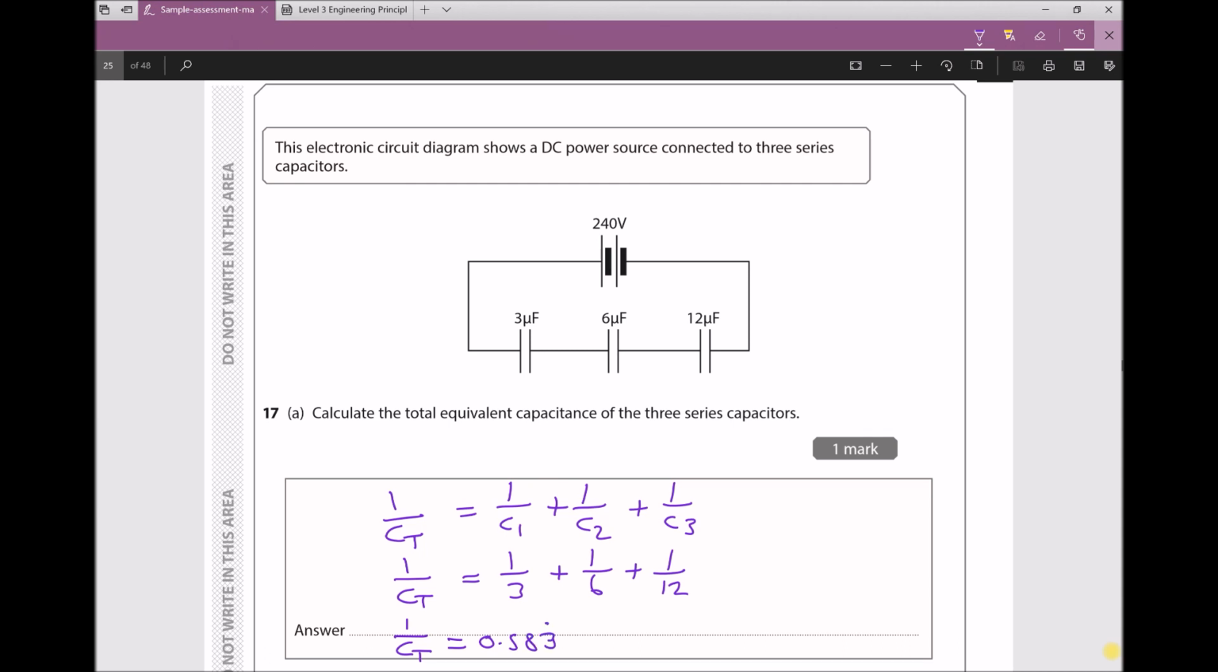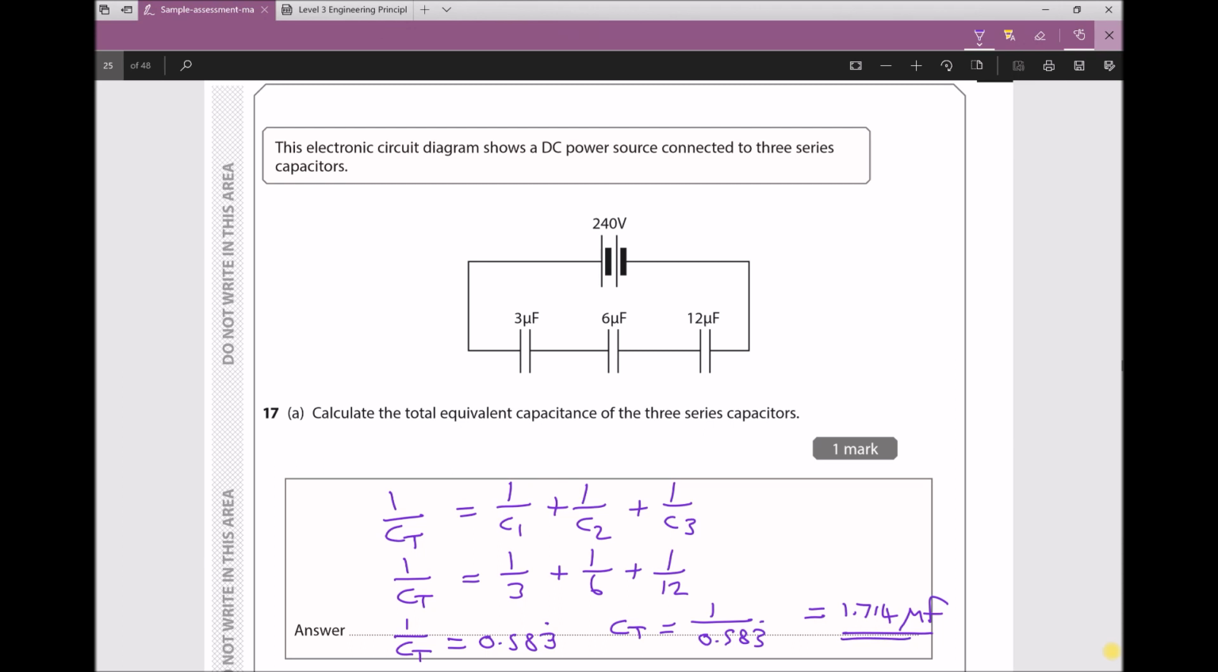However, we've not yet calculated CT, because what we'll need to do to get CT on its own is do 1 over that answer. Therefore, CT is 1 over the answer, 0.583 recurring. And once again, I'm going to use the answer function in my calculator so that I don't incur any rounding errors, giving me a total capacitance of 1.714 to 3 decimal places. And recall that our units here are microfarads.